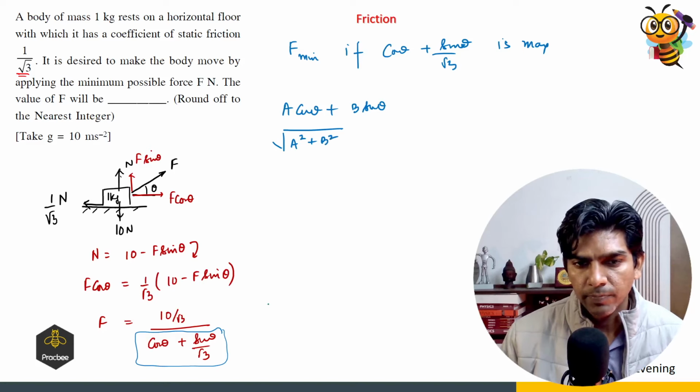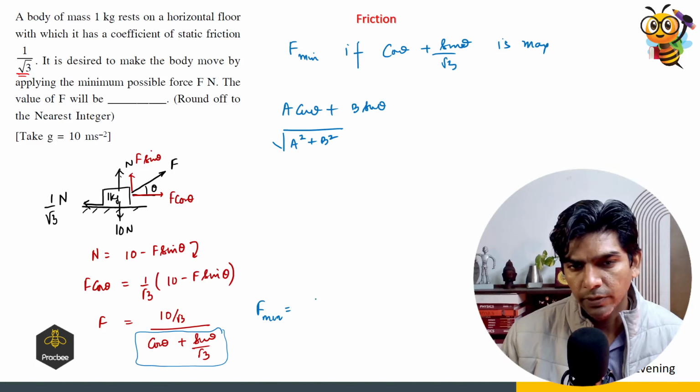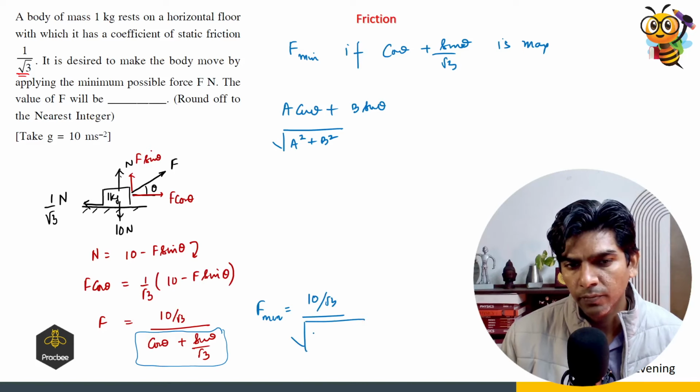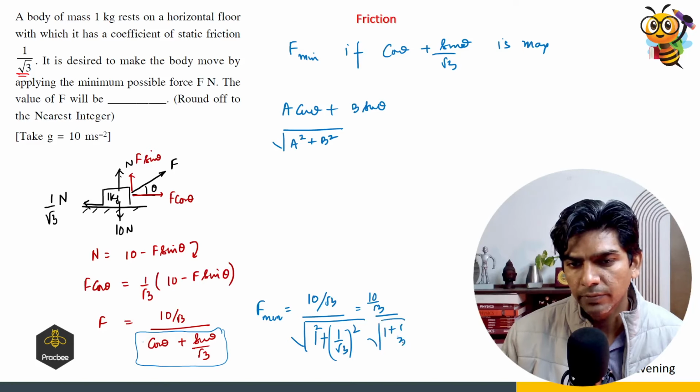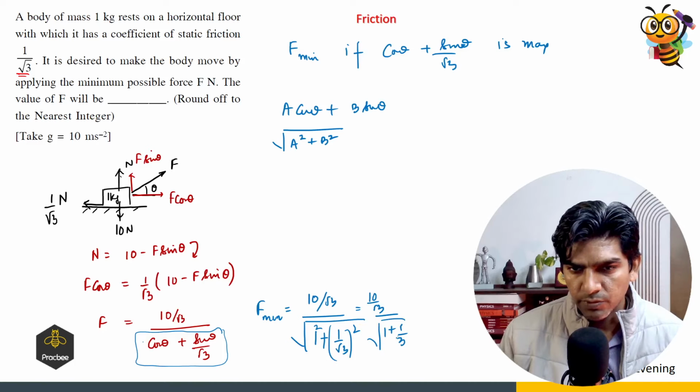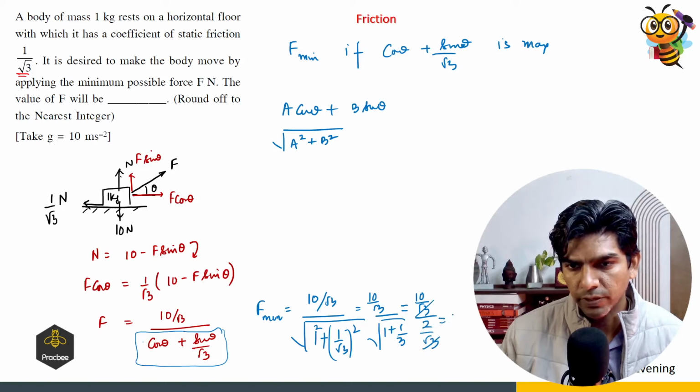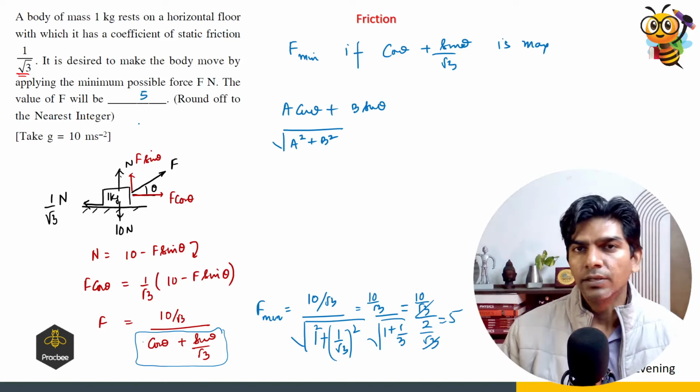So in this case, F minimum will be 10 by root 3 divided by the maximum value of this, which will be root of 1 square plus 1 by root 3 square, because in this case A will be 1, B will be 1 by root 3. So that will be 10 by root 3 divided by root of 1 plus 1 by 3. So this comes out to be 10 by root 3 divided by 2 by root 3, which is 5. So 5 is the answer of this question.